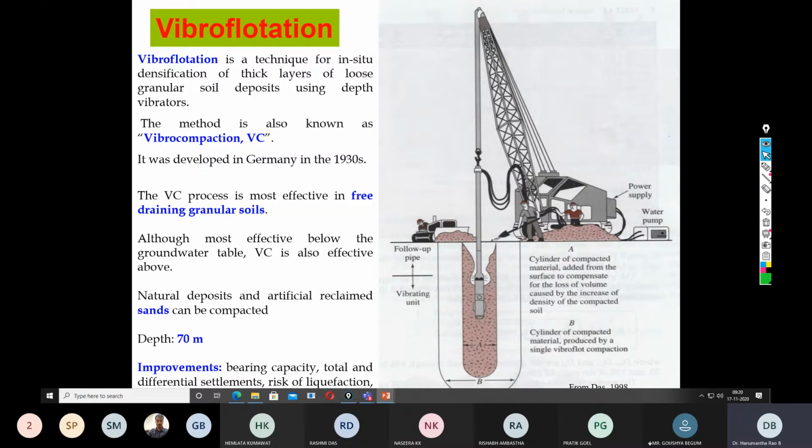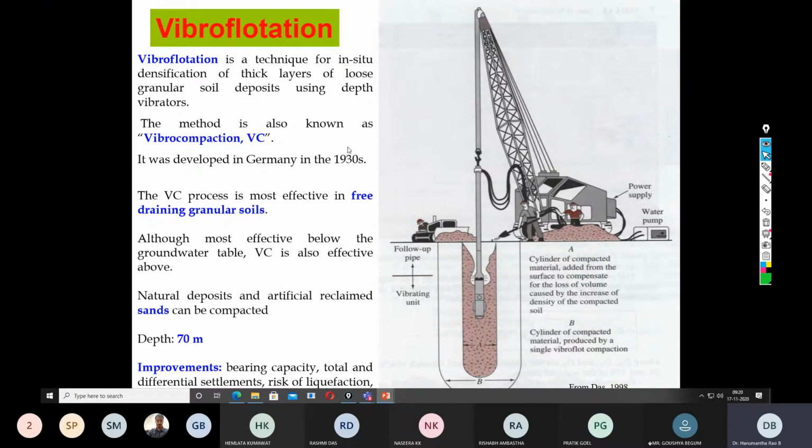Okay, so no problem. Let me introduce to you one of the ground improvement techniques, that is vibro flotation. This is one of the in situ ground improvement techniques. There are two terms: if you look at vibro flotation, there is a vibro and there is a flotation. I will explain the fundamental meaning of vibro flotation in the subsequent slides.